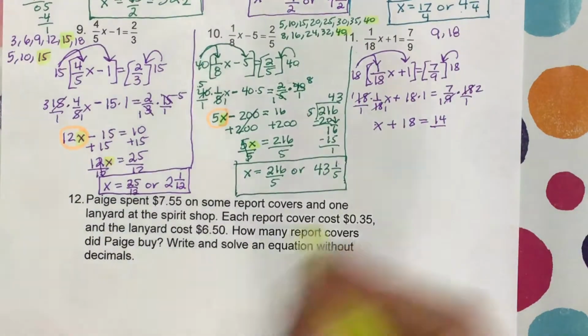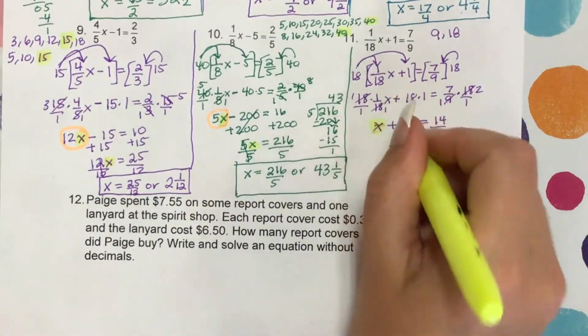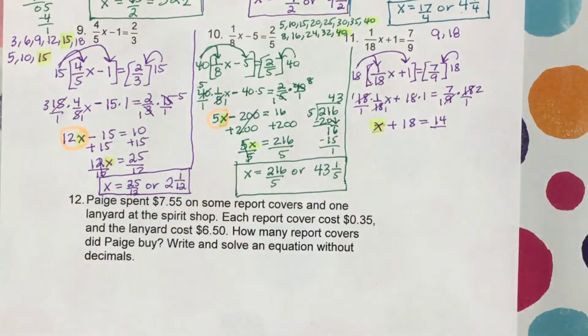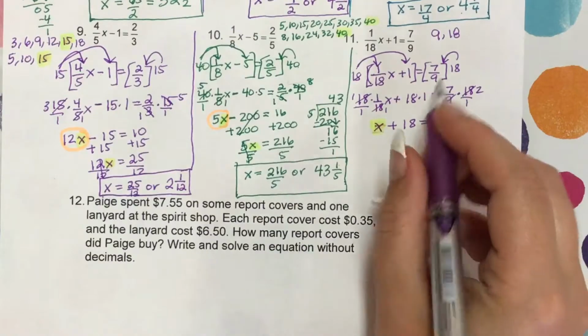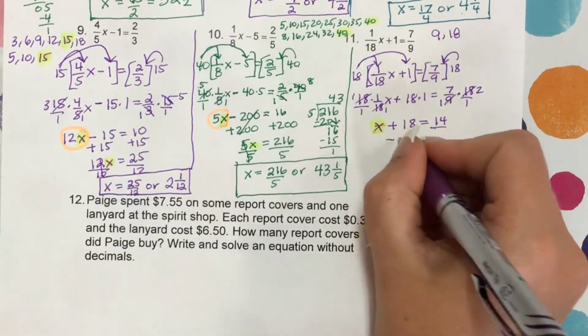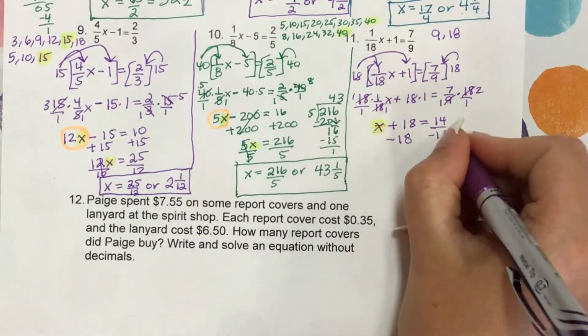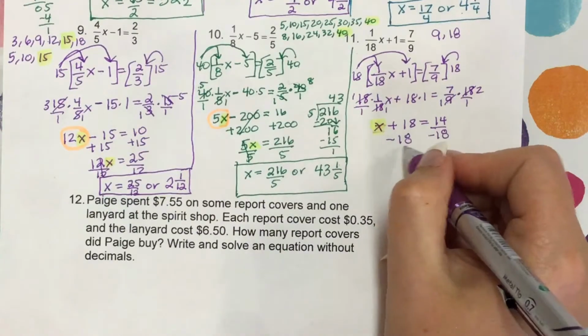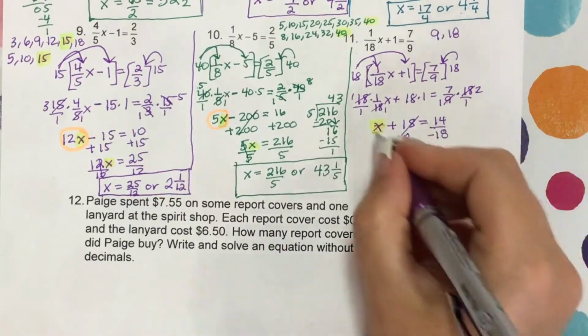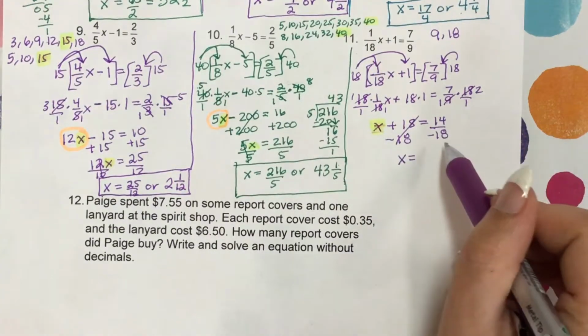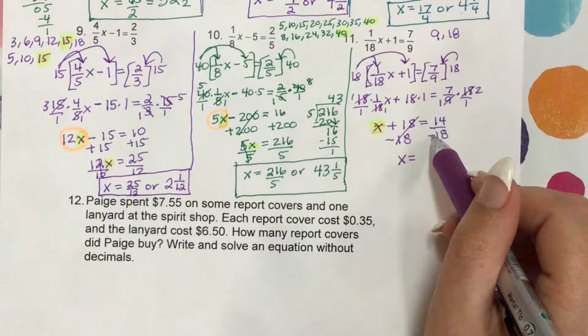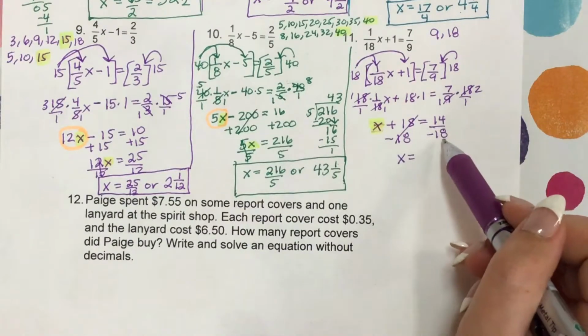I'm trying to get x by itself. The only thing around x on this side of the equation is the positive 18, so I need to do the inverse operation of addition, which would be subtraction. I'm going to subtract 18 from both sides. Positive 18 and negative 18 cancel out and become 0. I'm left with x equals, I have a positive 14 and a negative 18. So this is positive, this is negative.